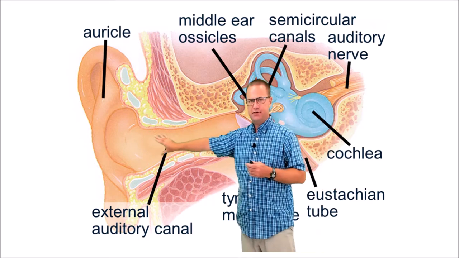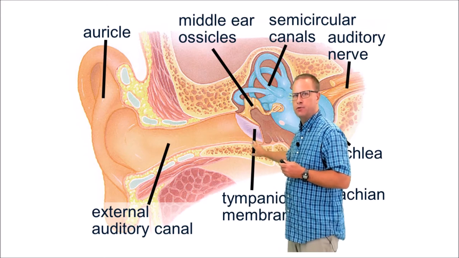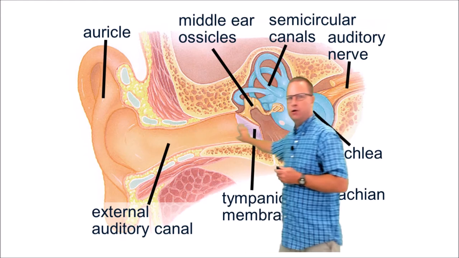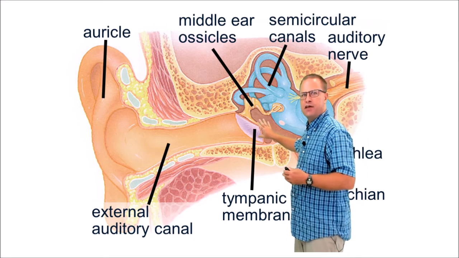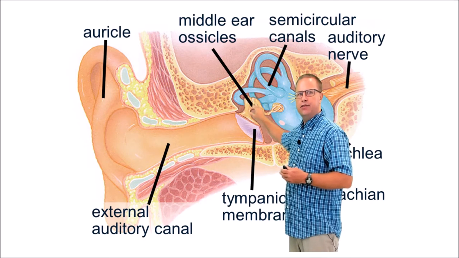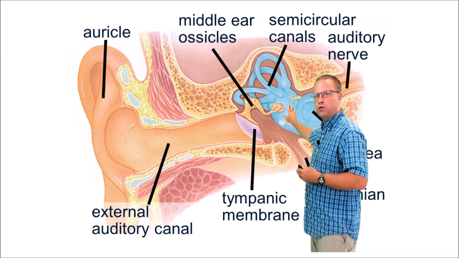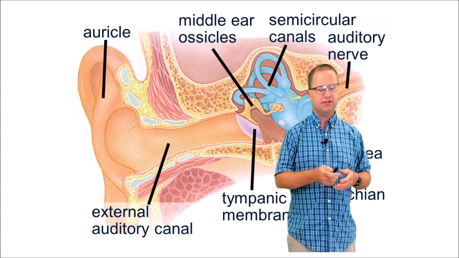So when those sound waves are funneled into the external auditory canal, they then bounce against something called the tympanic membrane. The tympanic membrane is the junction between the external ear and what we call the middle ear, which is right here. So it's like a big drum head, and as sound waves vibrate that drum head, they push on these ossicles that we'll show in just a second, and those ossicles push on a structure in the inner ear called the cochlea. And the cochlea is a structure where the actual transduction occurs, and we're going to show that in the next few slides.